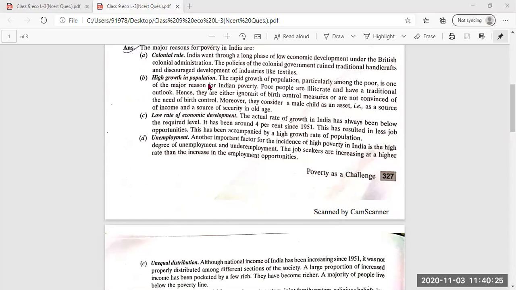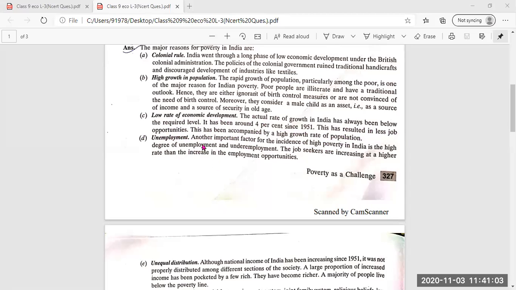Then next, high growth rate of population was there. I had explained it to you. Now, low rate of economic development. The actual rate of growth in India has always been below the required level. Whatever the actual growth rate in economic development should have been, it was always below that level. And it has been around 4% since 1951. This has resulted in fewer job opportunities due to the low rate of economic development. Fewer job opportunities are there, and this has been accompanied by a high growth rate of population also.